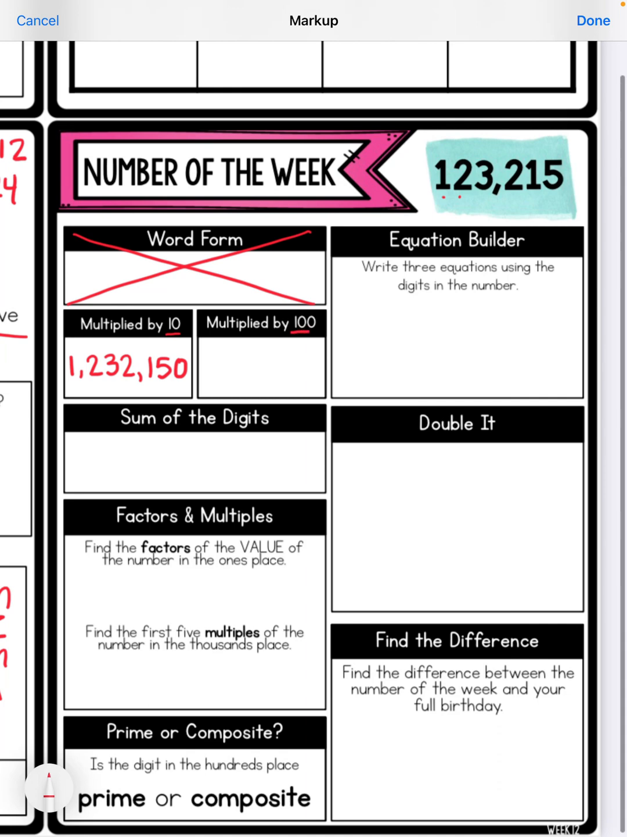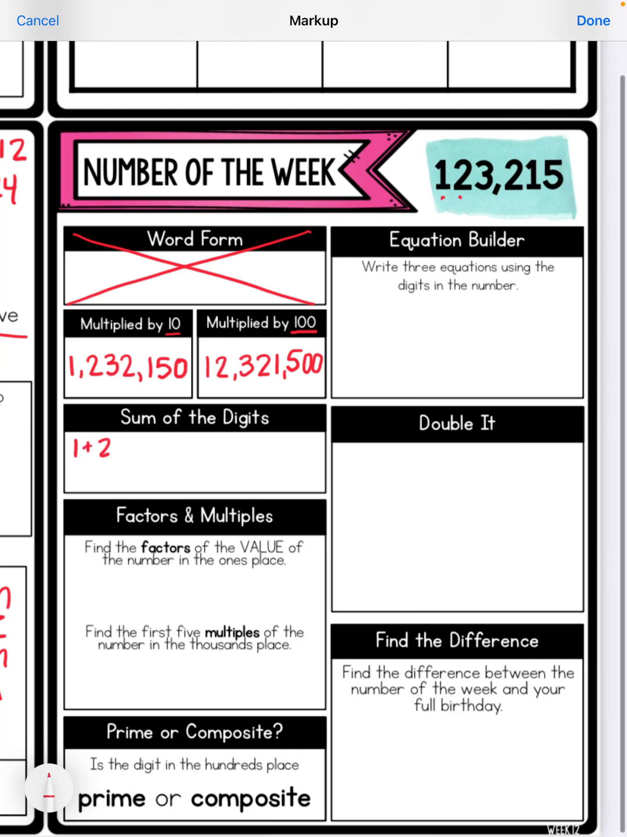When we're multiplying by 100, we're shifting them over 2 place values. So that 1 that's in the 100,000s is now going to go in the 10 millions. The 2 that's in the 10,000s is now going to go in the millions. And again, we're just going to keep shifting our numbers over. And when we get to the tens and ones place, we add our 2 zeros in. And it's really not as scary as we think it is.